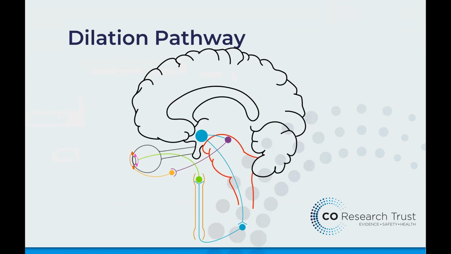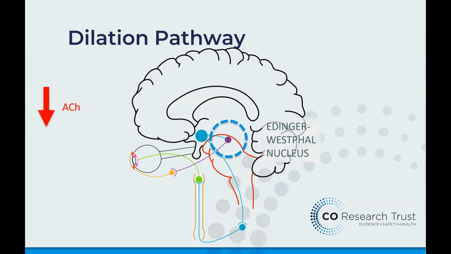On the other hand, you have the dilation pathway, which is a subcortical pathway that originates at the hypothalamus. Now, this is controlled by the sympathetic nervous system. But in the absence of light, you've got alpha-2 adrenergic activation causing the inhibition of the Edinger-Westphal nucleus, leading to the suppression of the parasympathetic innervation of the iris sphincter muscle and a reduction in released acetylcholine.